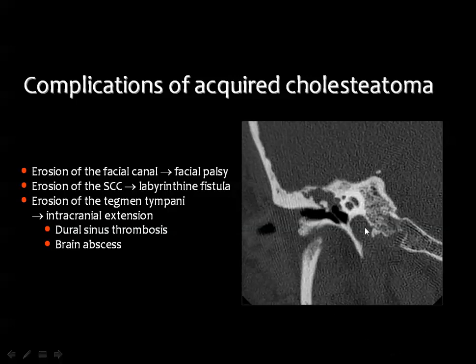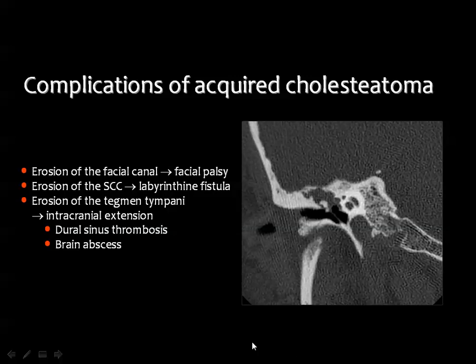If you look carefully, and this is the cochlea, there are two dots above the cochlea, and these two dots represent the segments of the facial nerve canal. This is the tympanic segment and this is the labyrinthine segment. And here you can see that cholesteatoma has eroded the tympanic segment and this will result in affection of the facial nerve, leading to facial palsy.